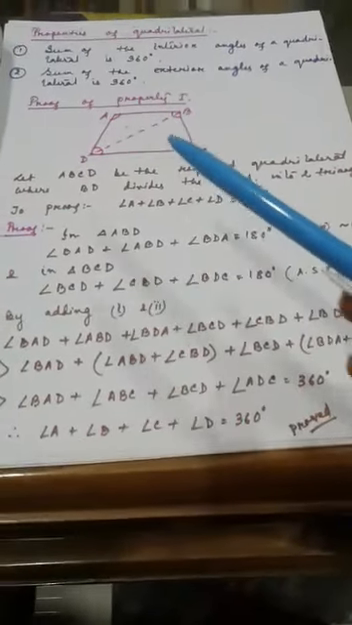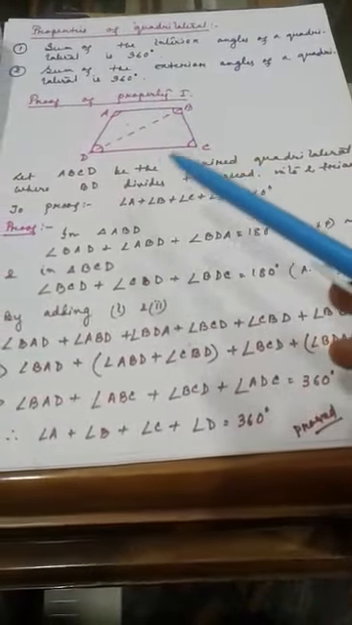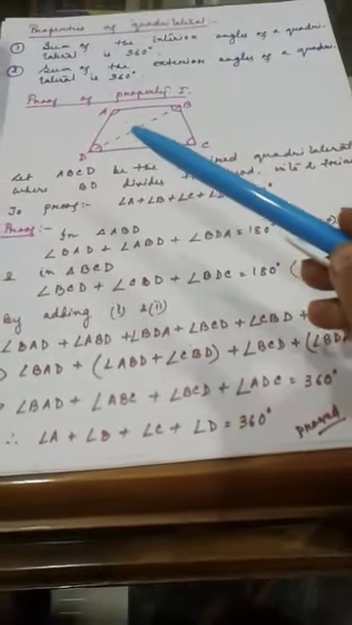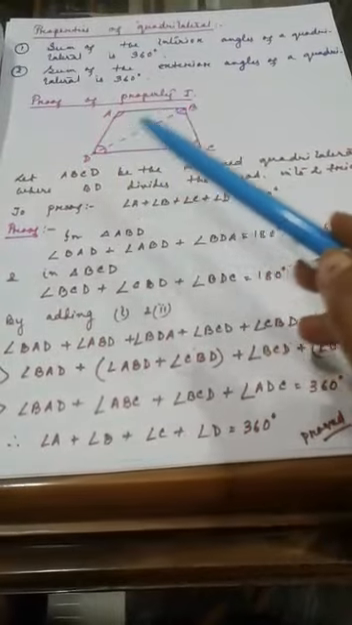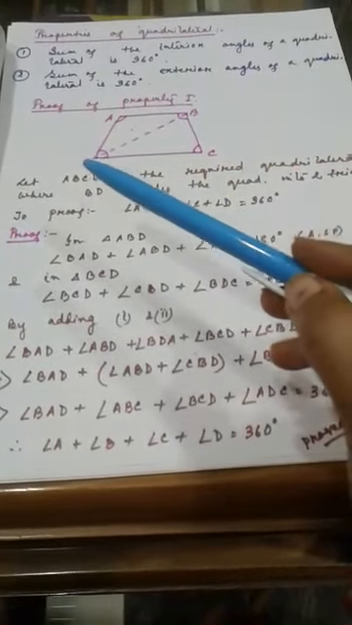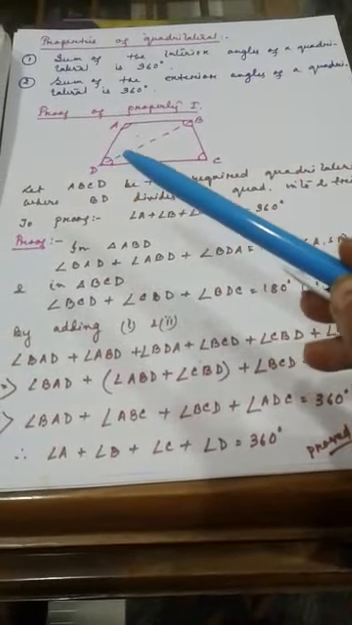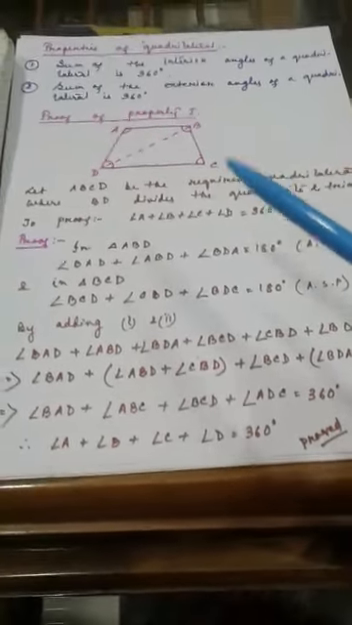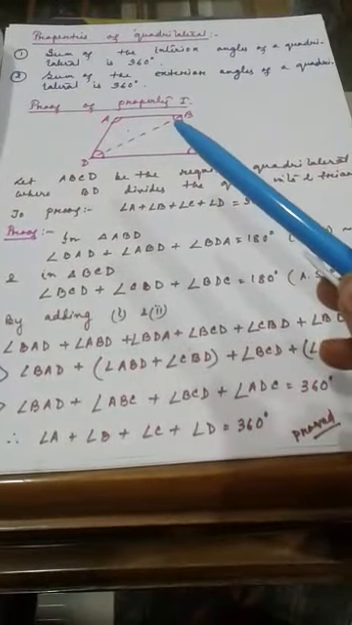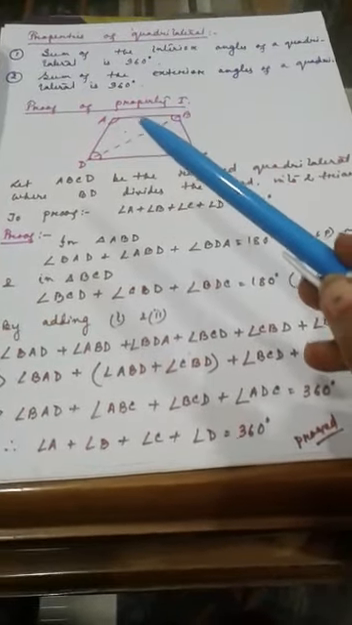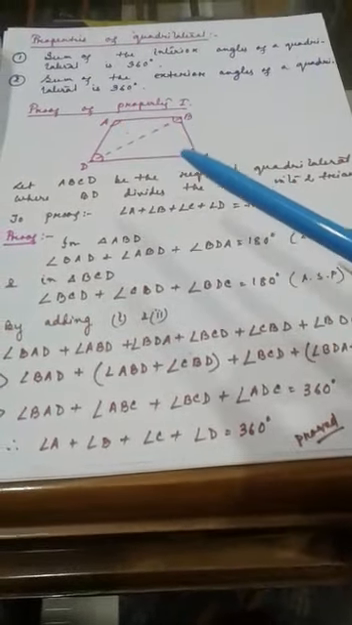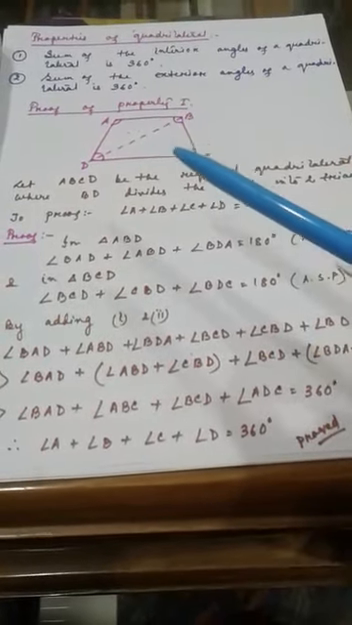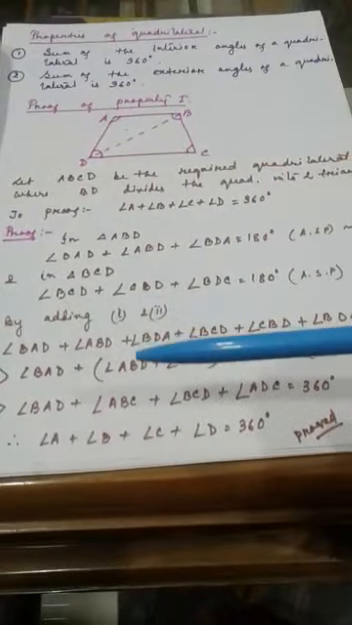Now what you have to prove is that the sum of these 4 angles is equal to 360 degrees. Now let's join two opposite vertices B and D. You can join A and C also; in the same way it will prove. Now after joining these two vertices, what have you got? You have got two triangles. Now from these two triangles, you have to prove this property.